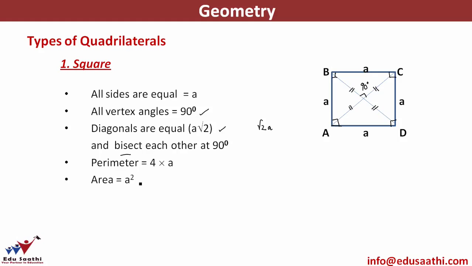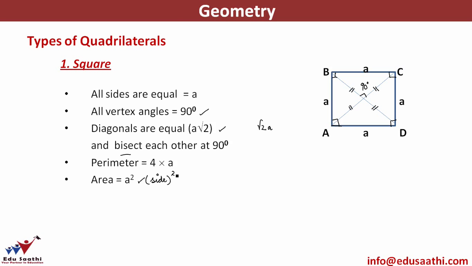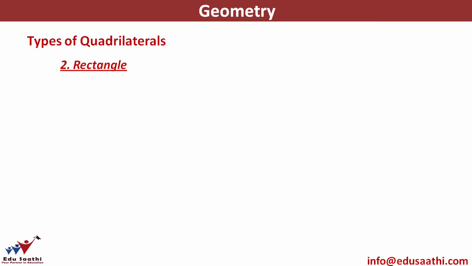Area would be given by a square, or I call it side square, because all the sides are equal, so length is equal to width. Let's move to the next type of quadrilateral and we'll talk about the rectangle.